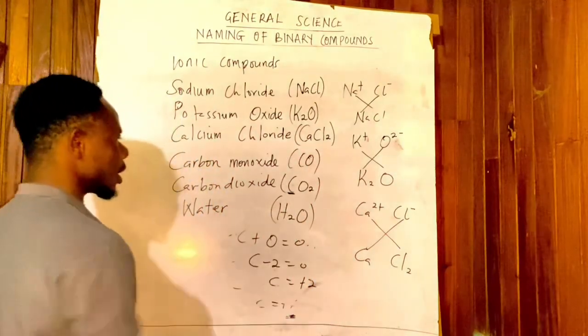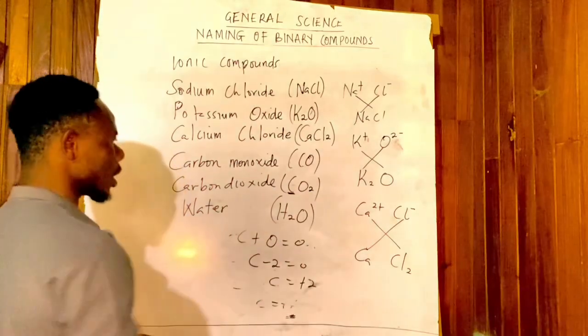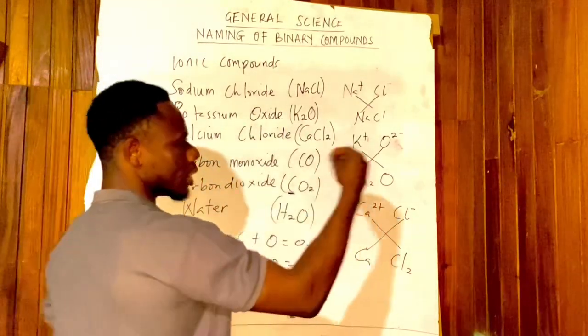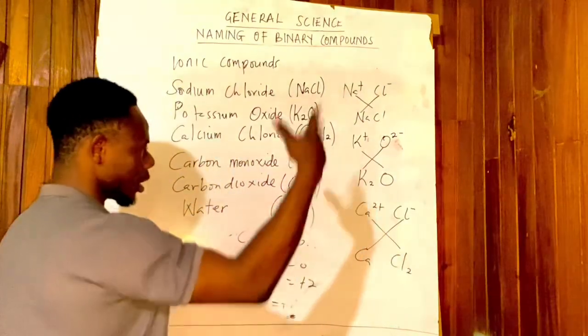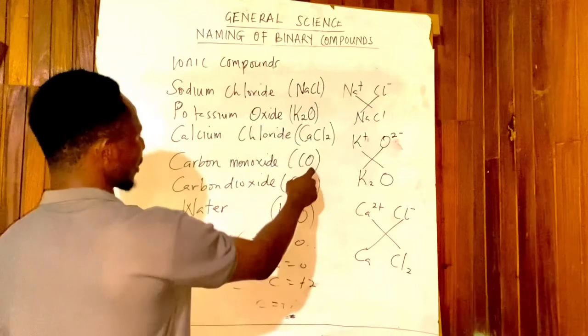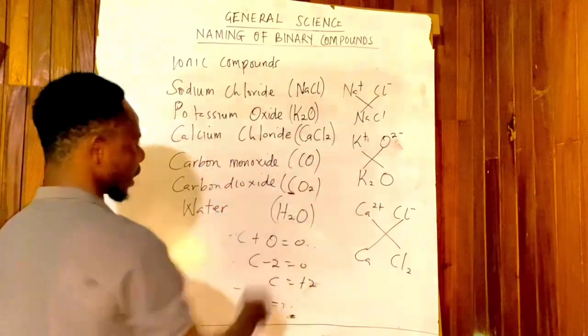So when there is one oxygen atom, you say it is called mono. When it is two, it is di. When it is three, it's tri. Four is tetra, and so on. So this is carbon 2 oxide or carbon monoxide.